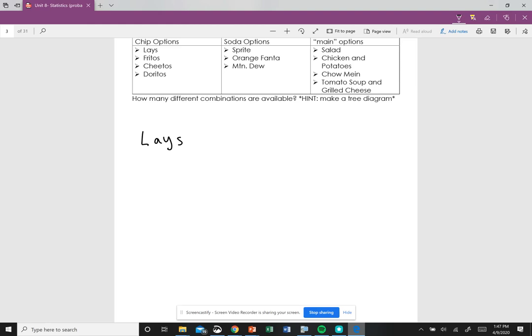I would line up all the options for the first one. So from Lay's, I have 3 options for sodas. I can have a Sprite, an Orange Fanta, or a Mountain Dew. Now, from each soda, I have 4 options for a main. I've got a salad, chicken and potatoes, chow mein, and tomato soup and grilled cheese. And I have that from each one of these.